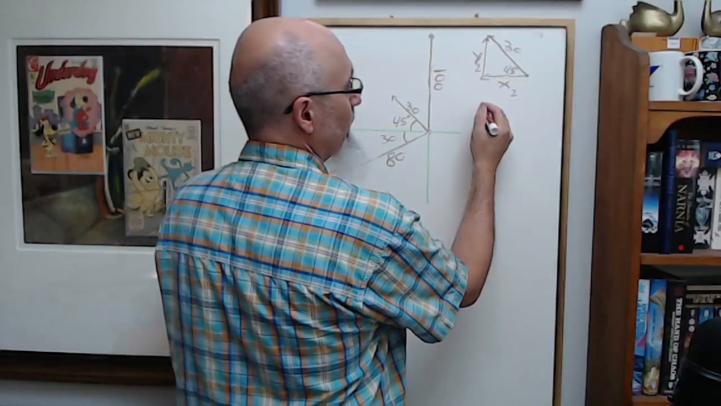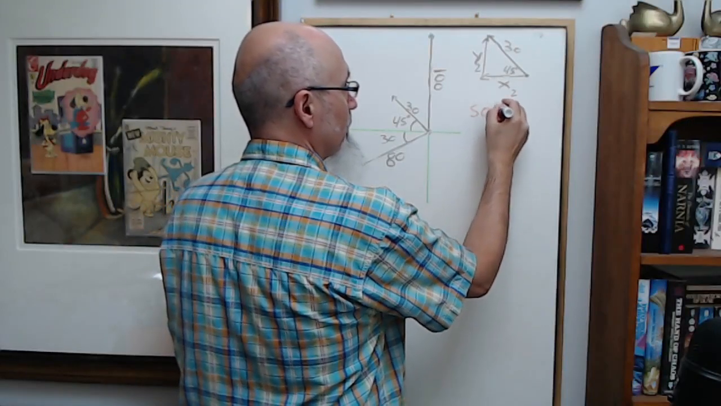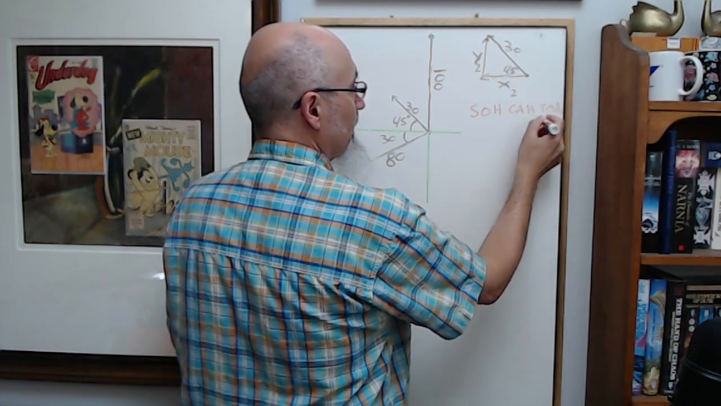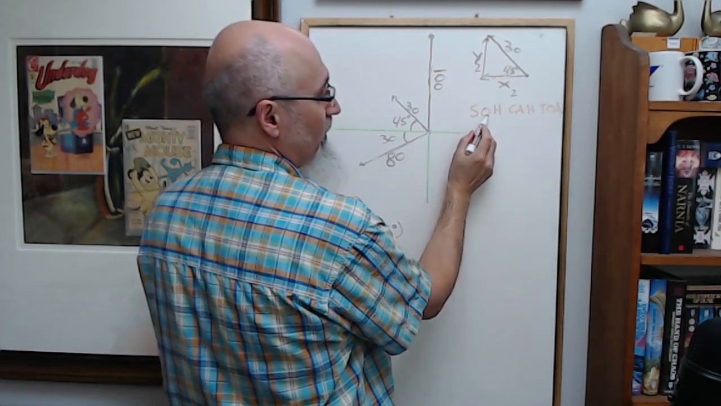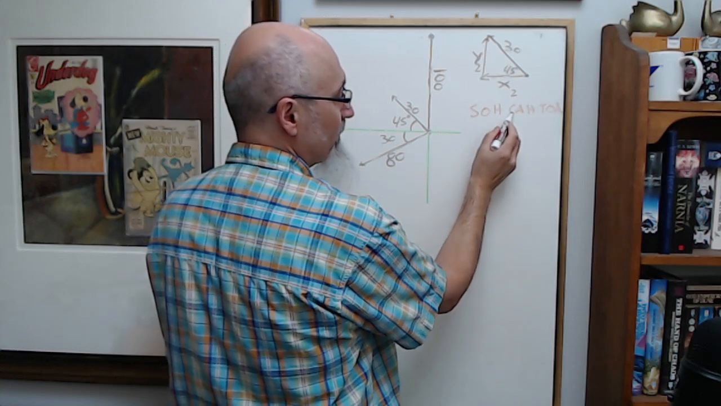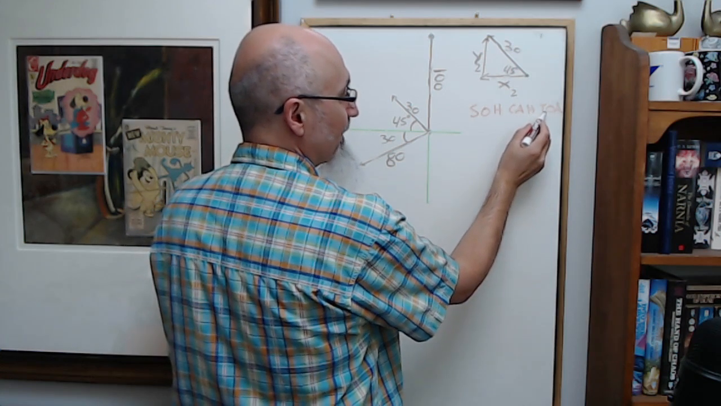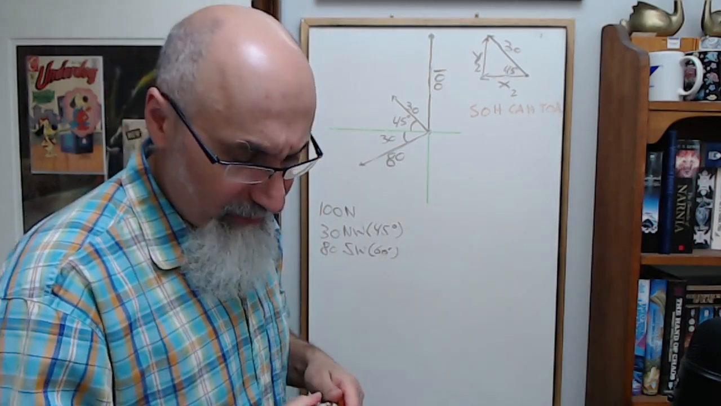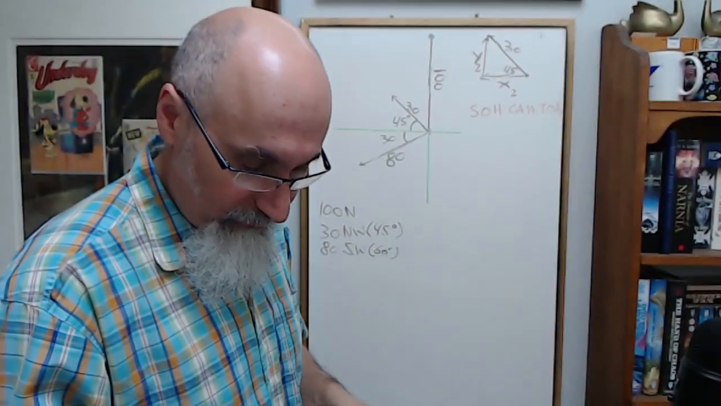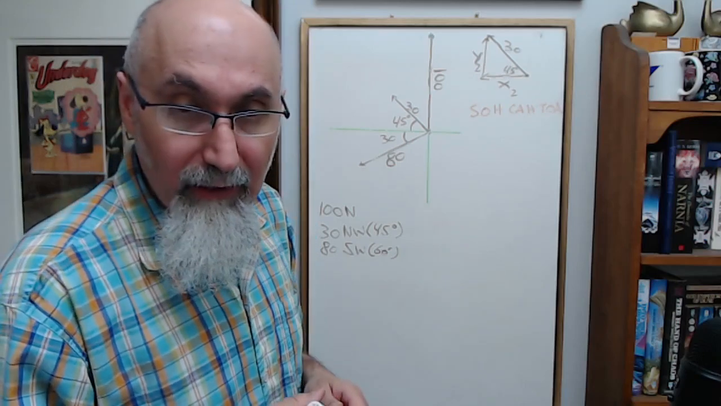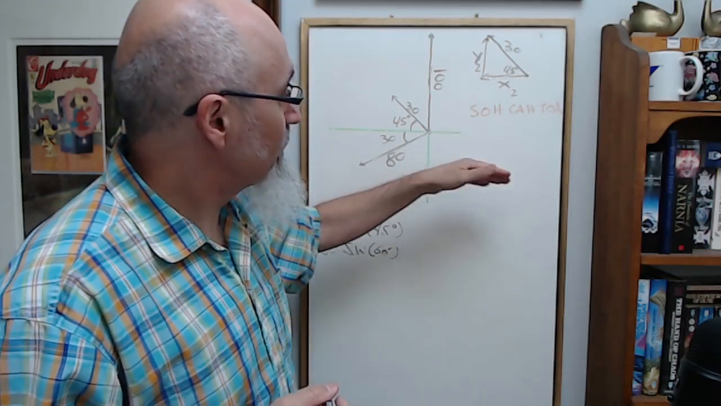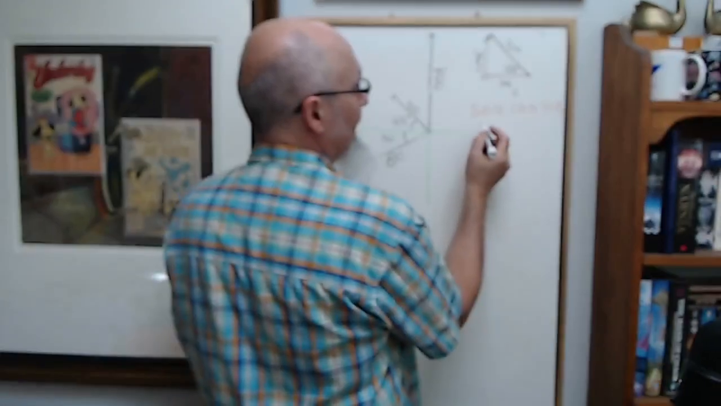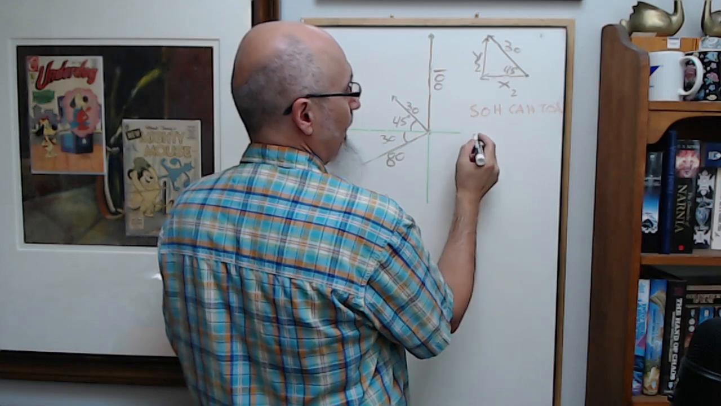So if you remember SOH CAH TOA, sine of an angle is opposite over hypotenuse, cos of an angle is adjacent over hypotenuse, tan of an angle is opposite over adjacent. You're basically going to use sine and cosine because you're looking for x and y. So check this out. Let's try to figure out what x is.